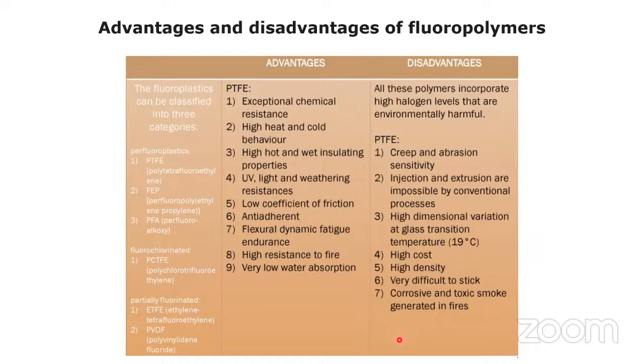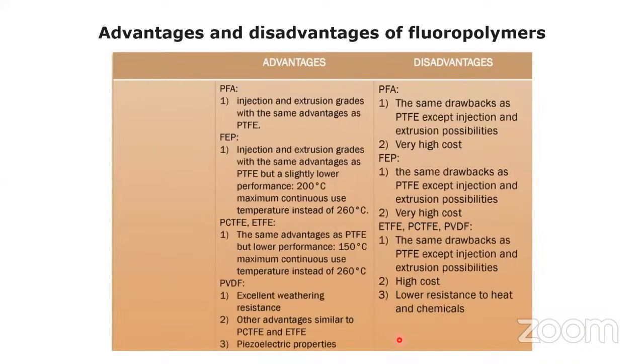Because it has major characteristics like high mechanical and thermal properties, injection molding processes are specially designed for it. Regular injection molding or extrusion we can't use for it. Other disadvantages are high dimensional variation at the glass transition temperature of 19 degrees Celsius, high cost, high density, very difficult to stick, and corrosive and toxic smoke generated in fires. These are the advantages and disadvantages of different fluoropolymers that I have mentioned here.